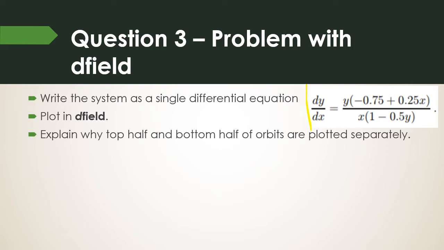And the hint for this is to look carefully at this equation over here and what happens to the denominator at different values, and what that means. What will D field do when something special happens to the denominator?